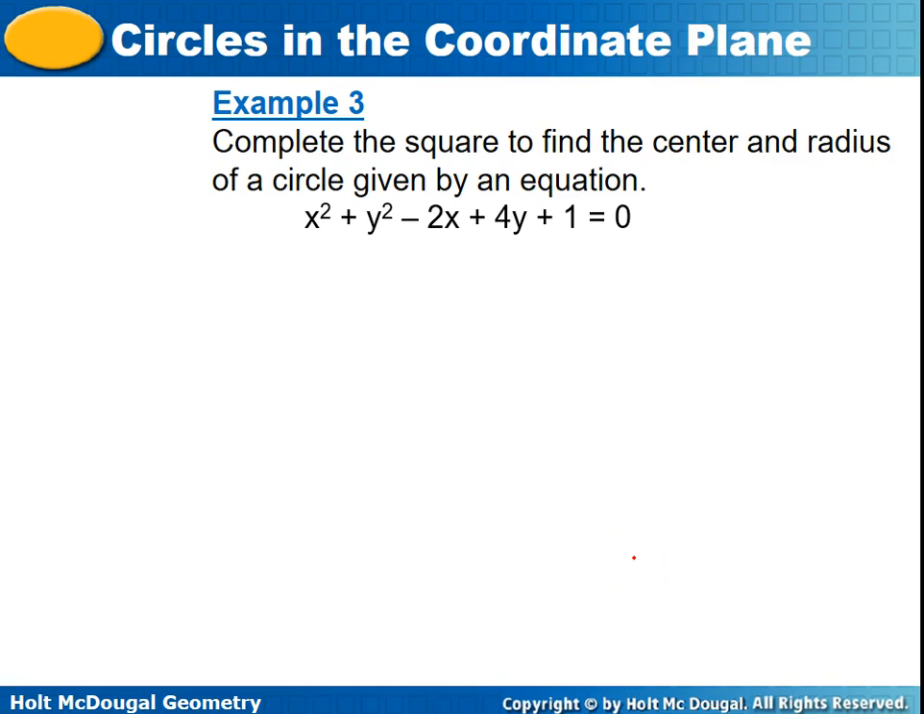All right, so here's our third example. This time we're going to do completing the square to find the center and the radius. Now I want to talk y'all through this problem.